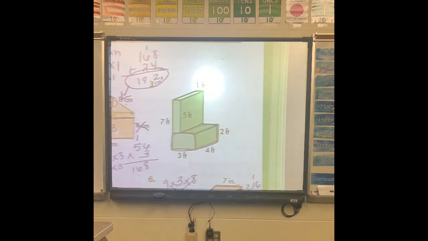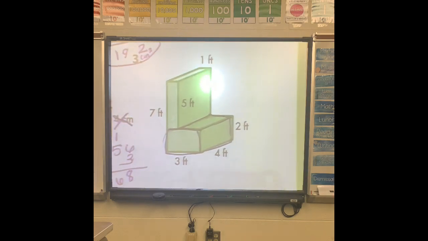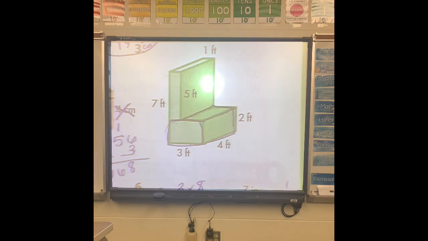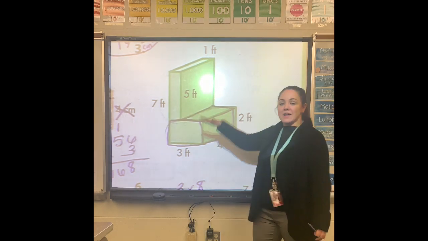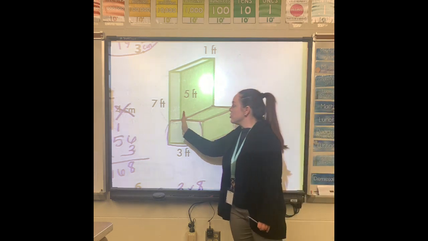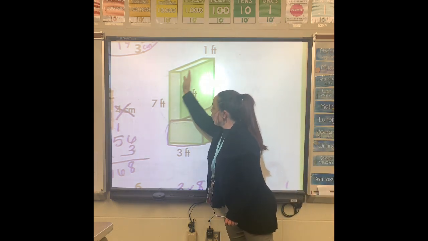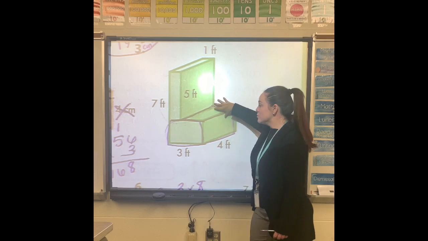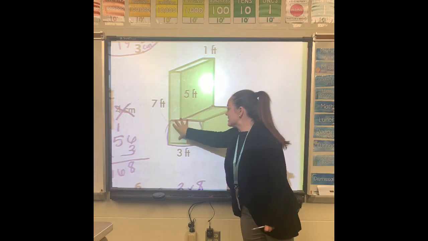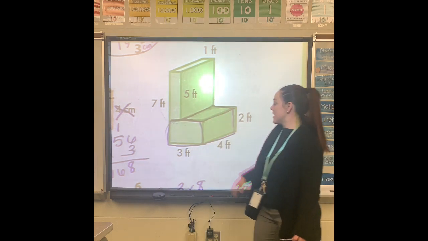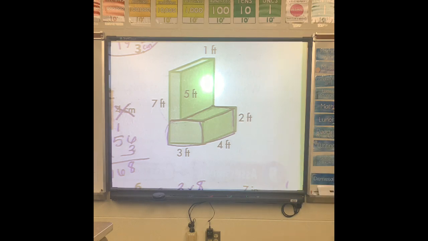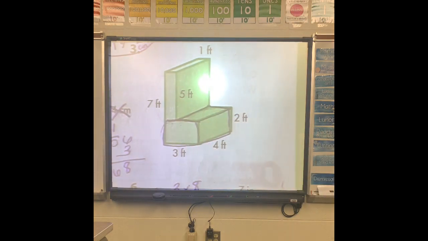Okay, let's look at number 3. Now, if you notice, I'm kind of running out of space to do my work. Once again, I told the students how to block this off. You could have done it where this whole side is a shape and then this one. I chose to do it as a base and then a piece up here, because I think with the numbers, that will help us more.